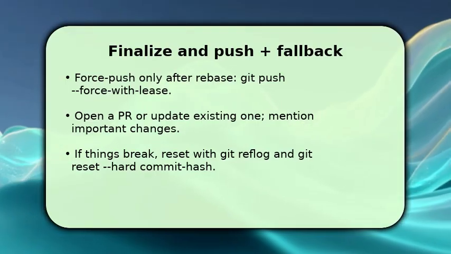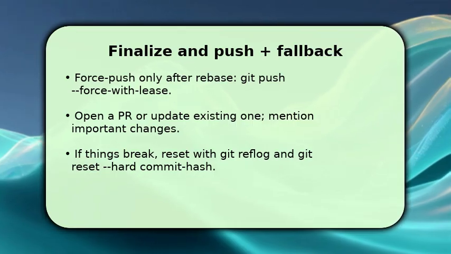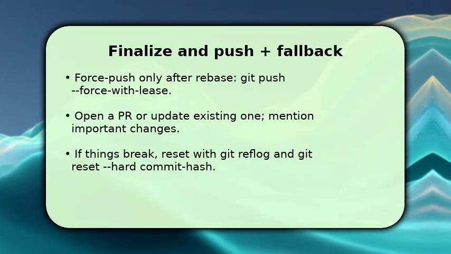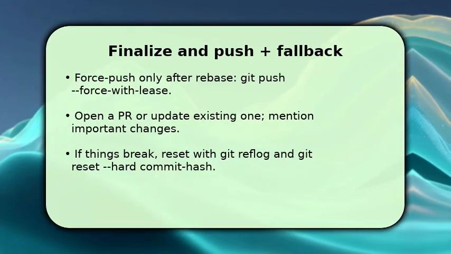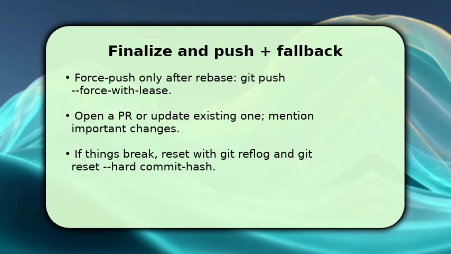Finally, you publish your updated branch. If you merged, a normal git push suffices. If you rebased, use git push --force-with-lease to update the remote safely. Once pushed, review or update the pull request so reviewers see the new commits and run CI.